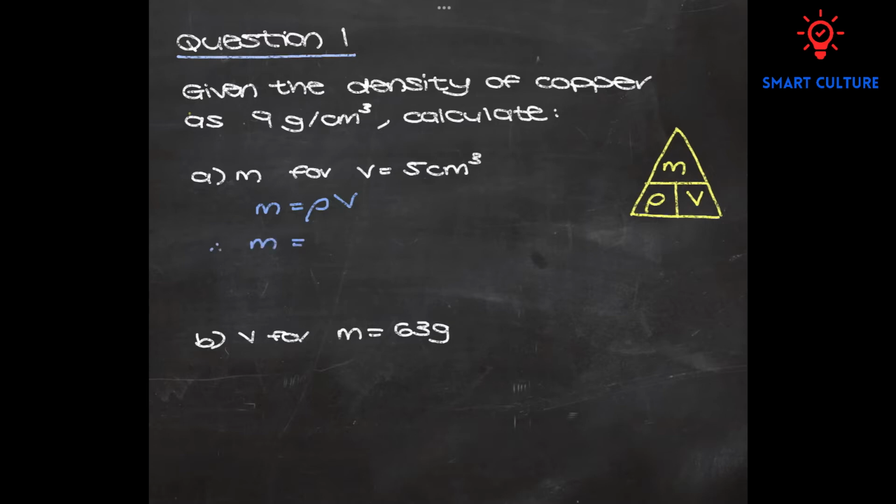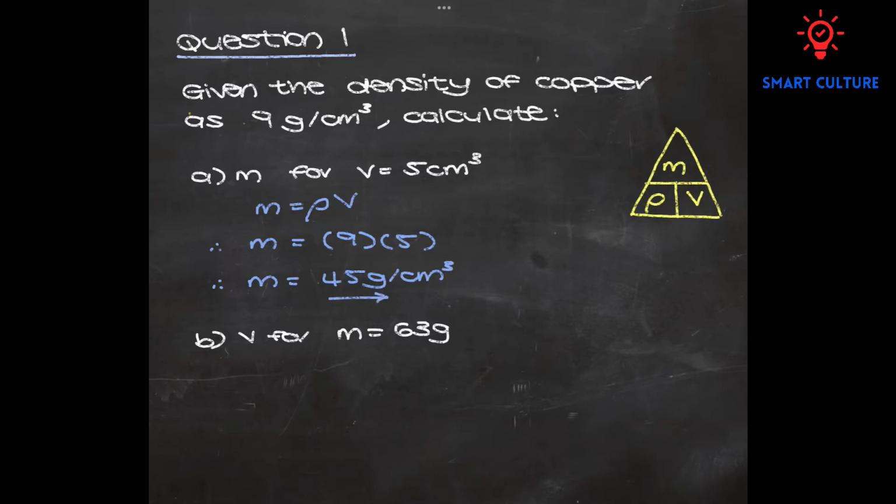Therefore, mass is equal to density, 9, times volume, 5. Calculate that, mass is equal to 45 grams per centimeter cubed. And that's our final answer.